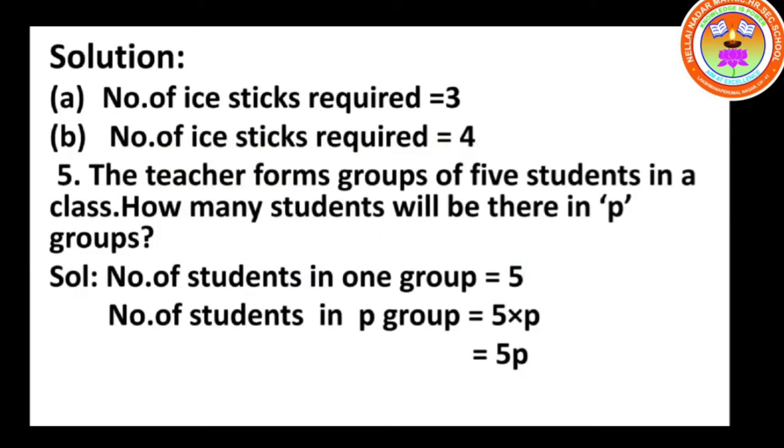See, for alphabet C, number of ice sticks required is 3, because the top and down and the middle you will keep. So you need 3 ice sticks. Next one, number of ice sticks required for making M. How many ice sticks required? 4 you will get.